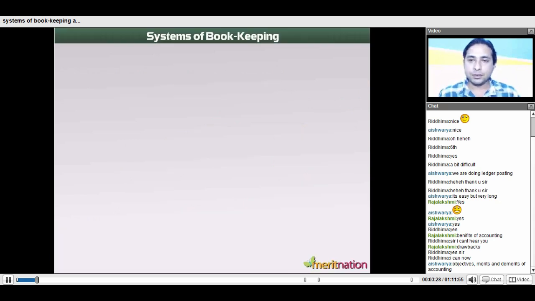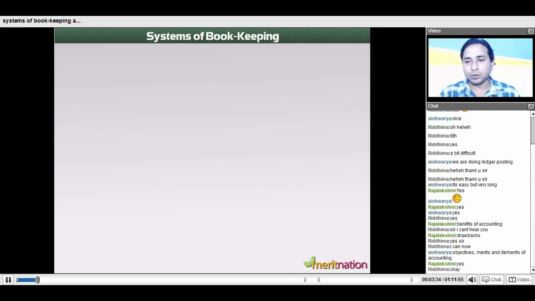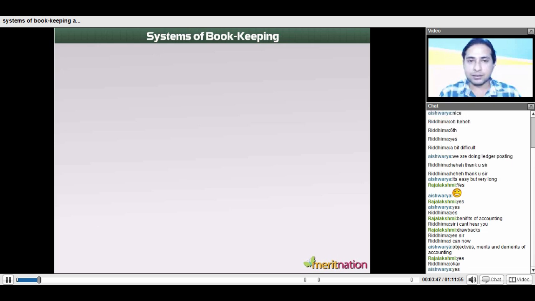Fine. So what exactly do we mean by systems? What do you understand by system? System means the manner or the way or the framework in which we do something. Or the process, basically. It won't be exactly the right thing, but a system includes a process. Now if I have to connect this with bookkeeping, system here implies the manner.